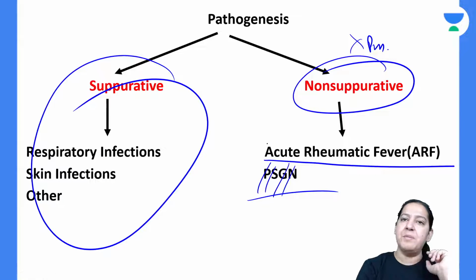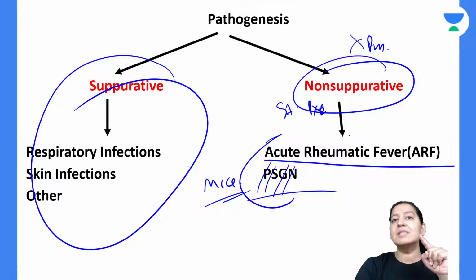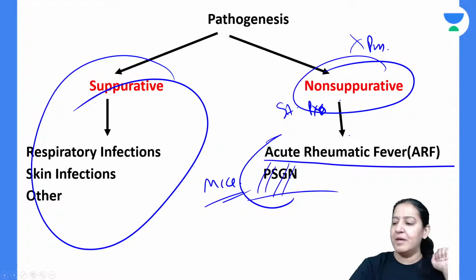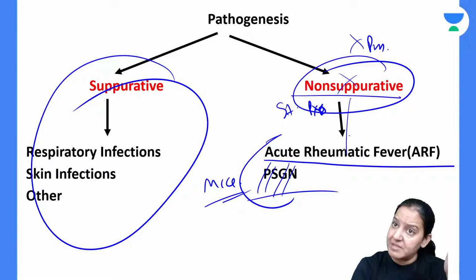Everyone give me a thumbs up. On this, maximum MCQs come. So both of these are caused by Streptococcus pyogenes, which is group A beta streptococcus, beta hemolytic streptococcus. Give me a thumbs up. So what is non-suppurative about them? How is pus not formed, and still the person has infection?